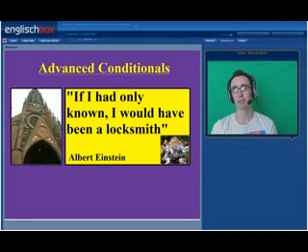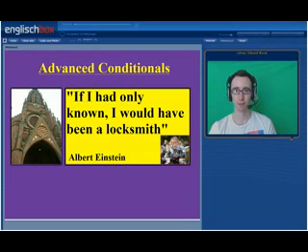Today we're talking about advanced conditionals. We're going to start by looking at the use of were in the second conditional as the past subjunctive, and then we're going to look at some different structures that can be used in the second and third conditionals.